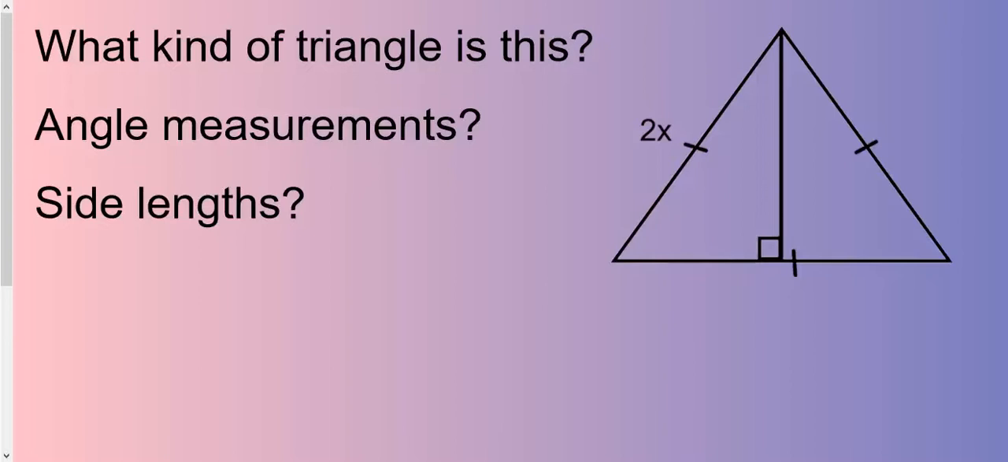Now here, we have an equilateral triangle. All 3 sides are the same. And so this is 2x, and this is 2x, and this is 2x. Okay, and I've drawn the altitude, so that's 60, that's 90, and this is 30. So the next type of triangle we're going to study is called a 30, 60, 90 triangle.